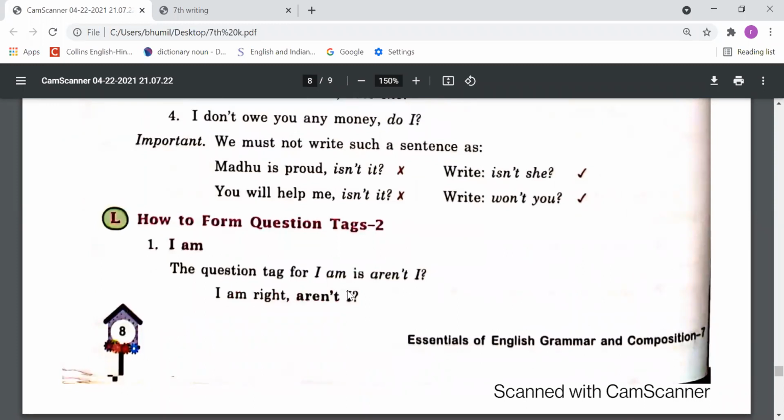Second, how to form question tags. I am. The question tag for I am is aren't I? This is a very important point, dear student. The question tag for I am is aren't I, right? You should not write am plus not. You need to write aren't. Am I right? Aren't I? In this way, you have to say and write.